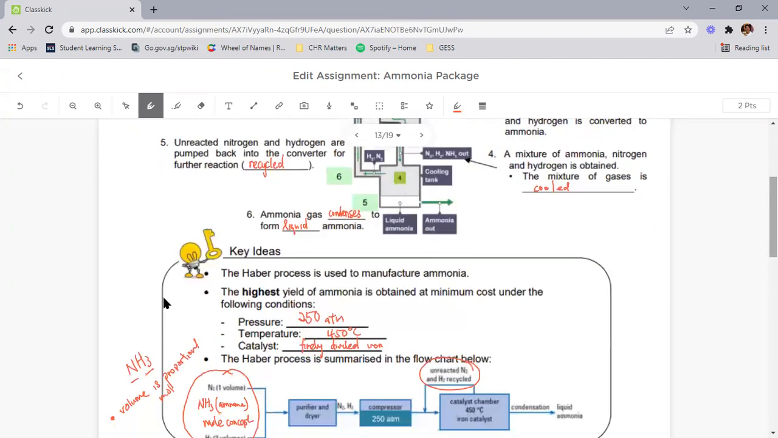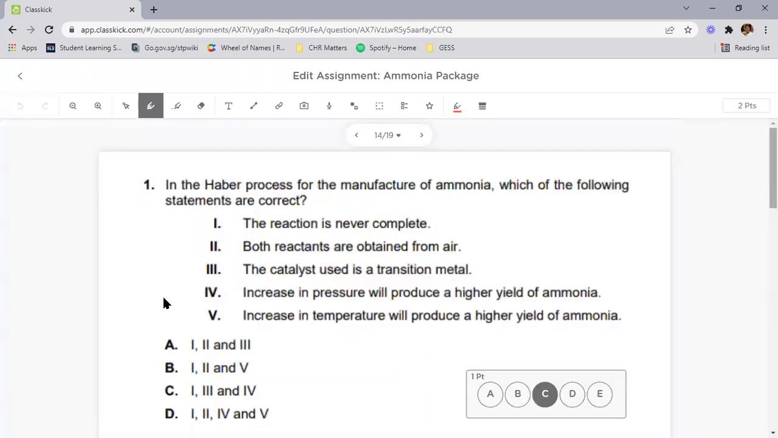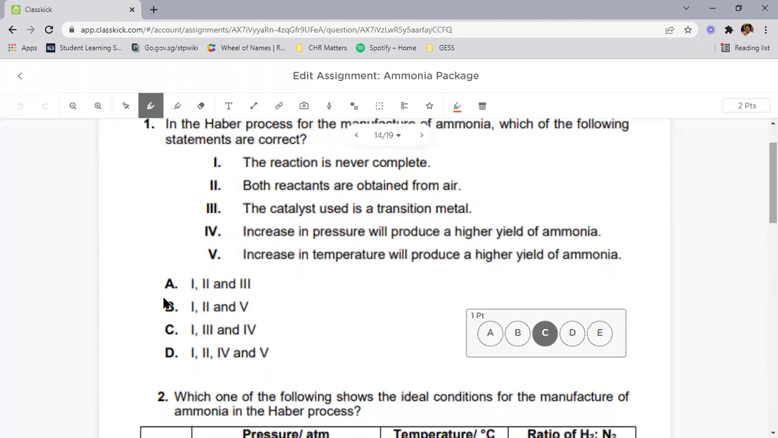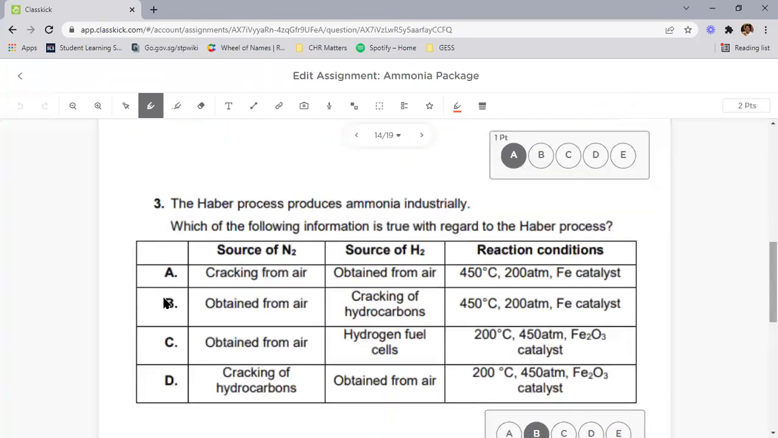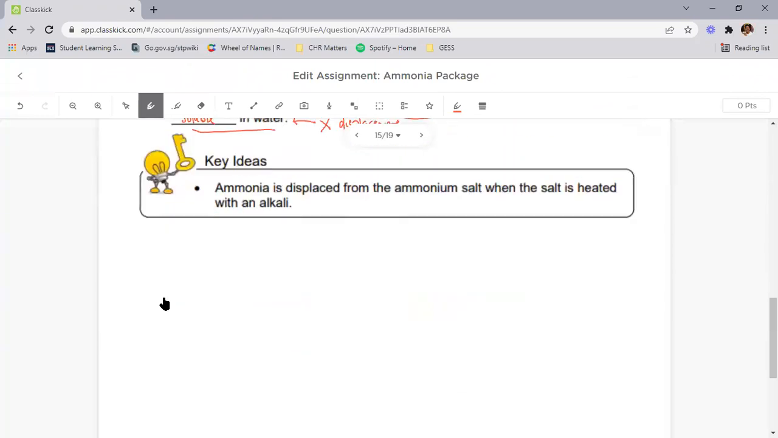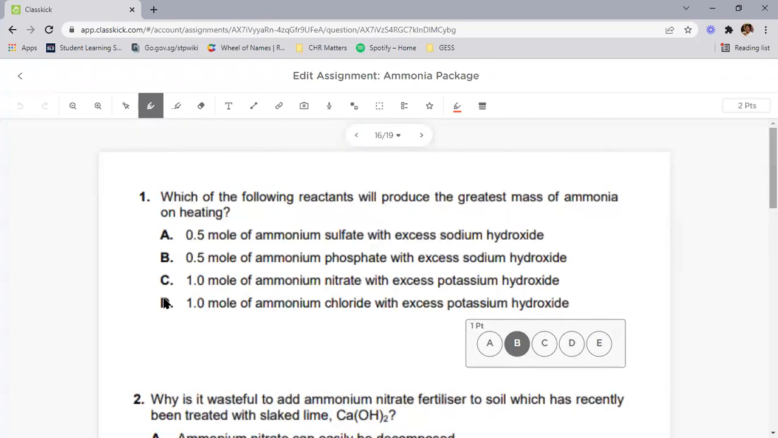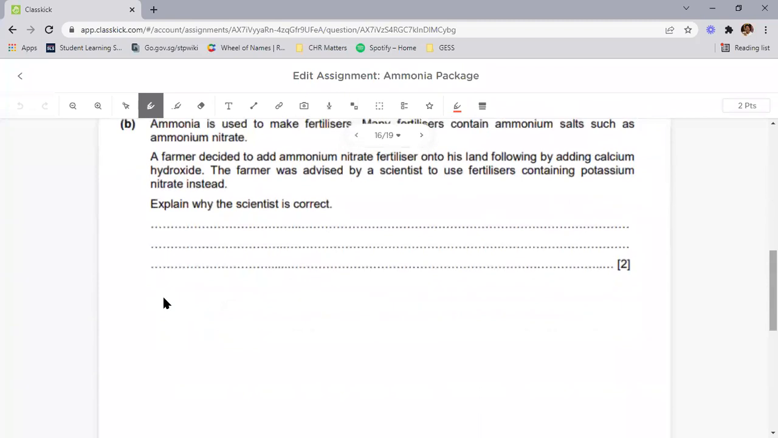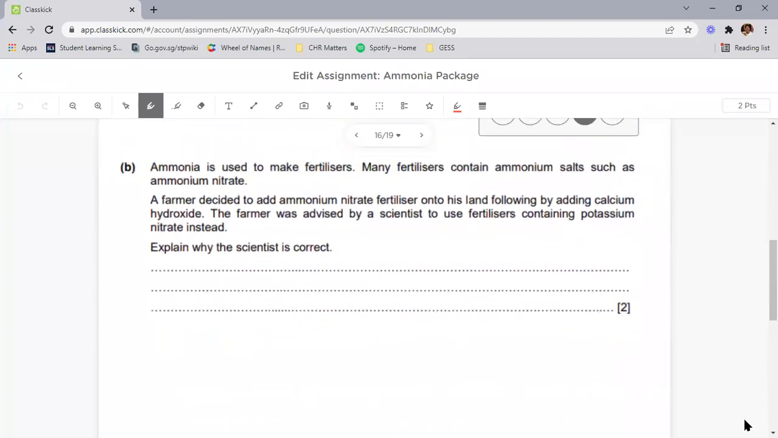Let's go through a bit more questions. Oh, this one you can see the answer. Okay, never mind. This one you all go home and do. I want to go through the subsequent ones. Let's go through the next one. Those MCQ one, never mind. Let's go through on slide 16, this bottom one, part B.